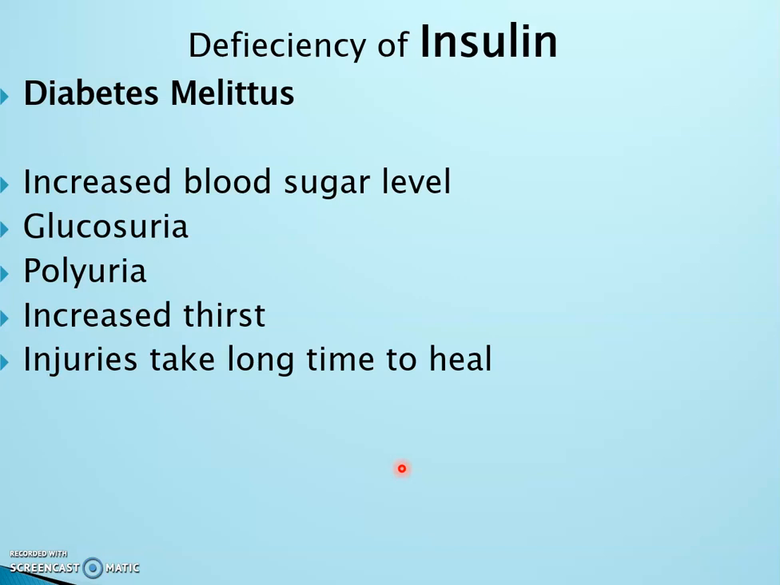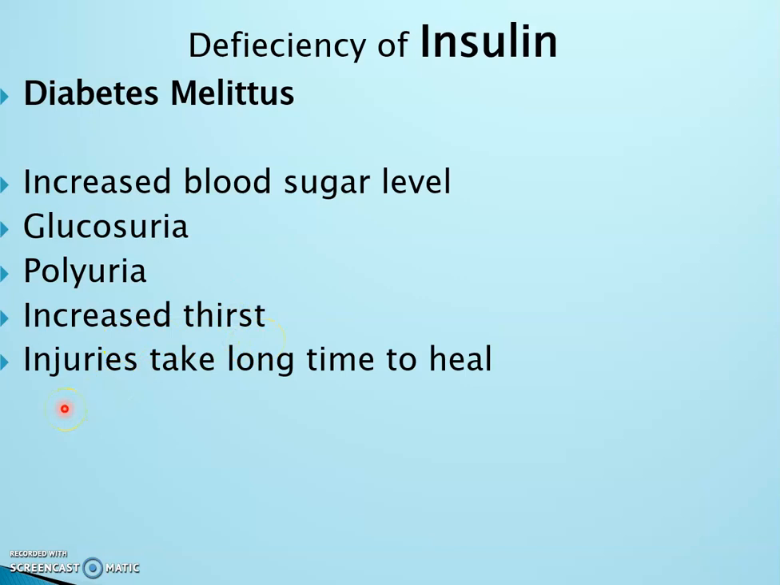Then the second one is glycosuria. When the sugar level in blood increases, that may reflect in the urine also. There is a chance of glucose in the urine, which is termed glucosuria. The osmotic effect of glucose in the urine also increases the urine volume. That means these patients have a high volume of urine. This condition is called polyuria. And we all know that sugar patients have increased thirst.